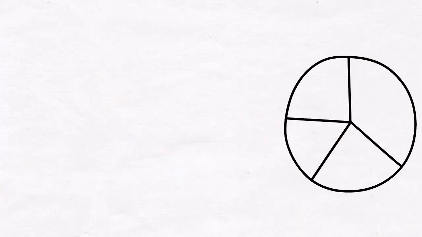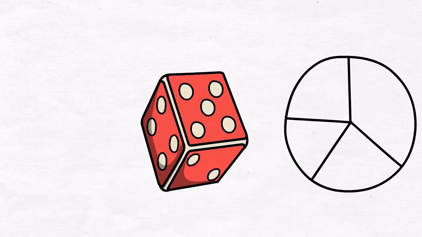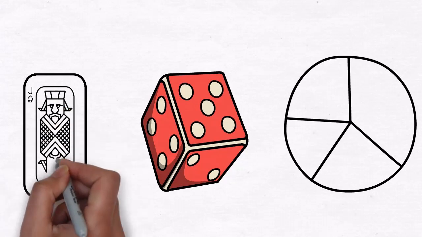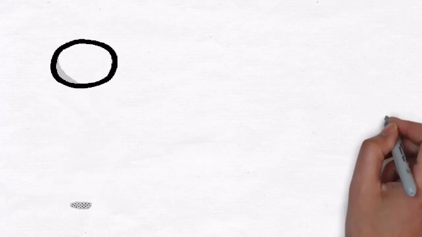Probability is a branch of mathematics that deals with the likelihood of events occurring. It helps us make predictions and understand the uncertainty in various situations. Let's dive in. At its core, probability revolves around the concept of an event. An event is simply something that can happen.